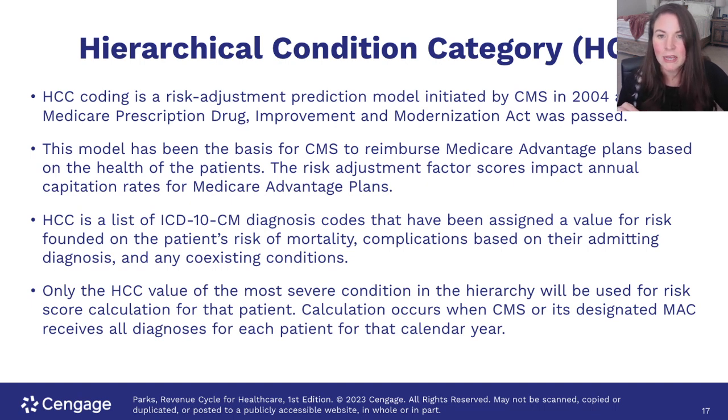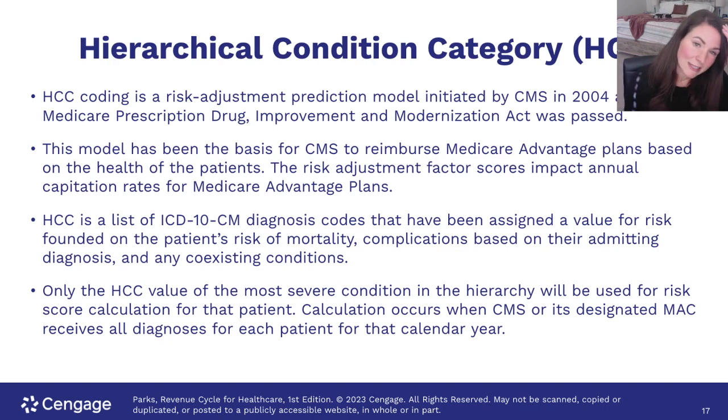All right, hierarchical condition category coding is a risk adjustment prediction model that CMS created to reimburse Medicare Advantage plans. Okay, that's Medicare Part C. So what that includes is Medicare's Part A and B, and then also things like prescriptions, dental, vision, etc. Okay, so this is only for Medicare Advantage plans.